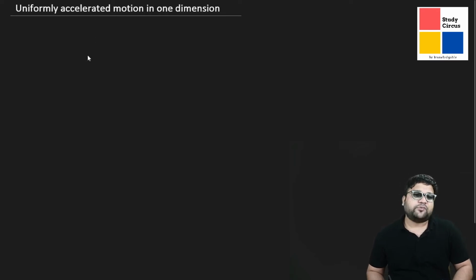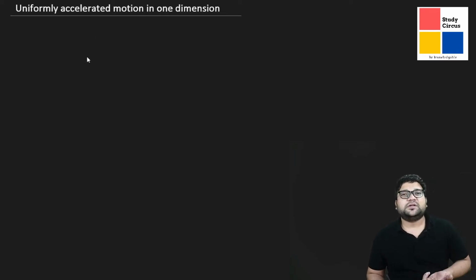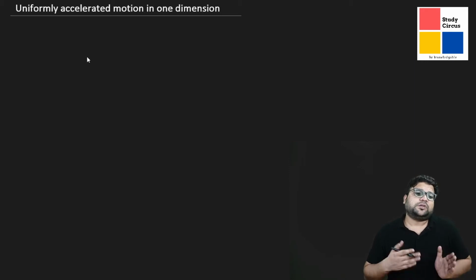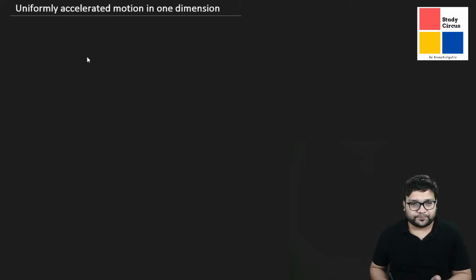And what is acceleration? Acceleration is simply the change of velocity with respect to time. So if the change of velocity is the same in the same time intervals, that means the acceleration is uniform.